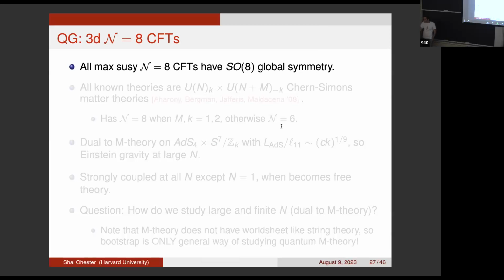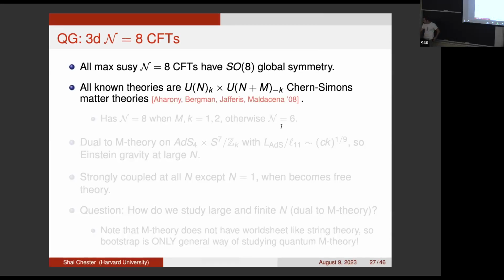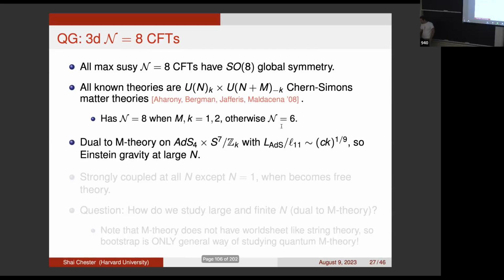Okay, so moving on from 4D CFT duals, now we have a quantum gravity with a 3D dual, and this is ABJM theory. In this case, the global symmetry is SO(8). All the known theories are these gauge groups with two gauge groups and a Chern-Simons level. In particular, when the Chern-Simons level is 1 or 2, you have maximal supersymmetry. In this case, the theory can be dual to either M theory, when the Chern-Simons level is finite, or string theory, when the Chern-Simons level is large. But maximal supersymmetry is when the Chern-Simons level is 1 or 2. So that's what we'll focus on the most.